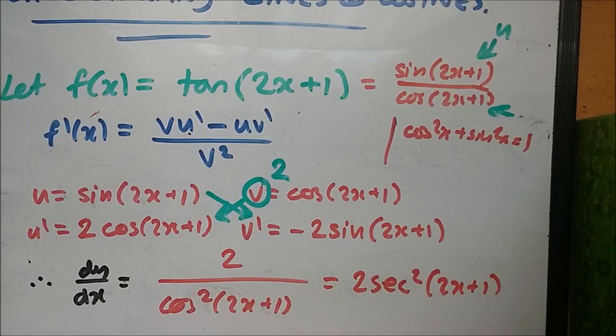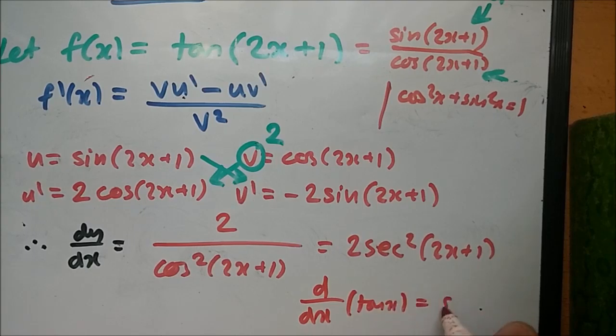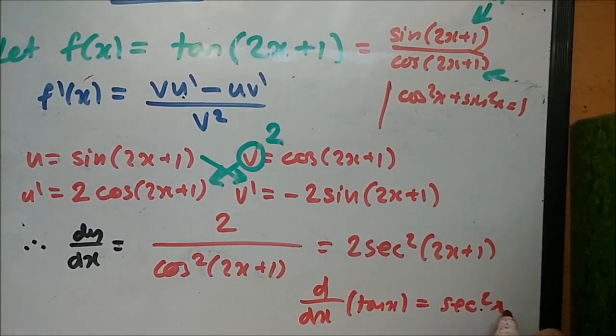And guys, this is the derivative of tan, so this is the proof. We should know this, because according to the formula book, d over dx of tan x is actually sec squared x. So yes, this is true and satisfied, and it's all good.